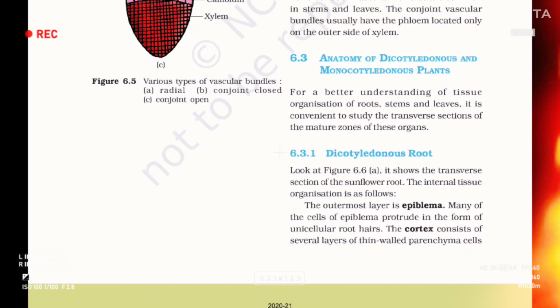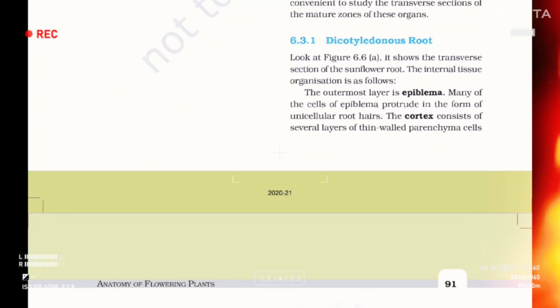6.3 Anatomy of dicotyledonous and monocotyledonous plants. For a better understanding of tissue organization of roots, stem, and leaves, it is convenient to study the transverse section of the mature zone of these organs. 6.3.1 Dicotyledonous root. Look at figure 6.6a. It shows the transverse section of the sunflower root. The internal tissue organization is as follows.